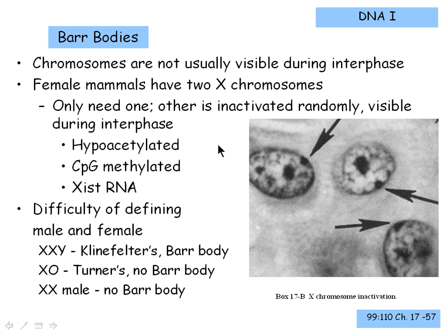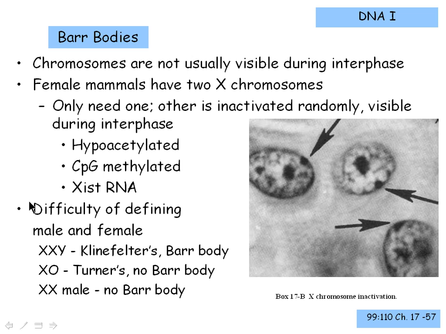The compaction can actually happen due to hypoacetylation, which is the downregulation or the lack of acetyl groups, or when CpGs are methylated. Another way it can occur is through XIST RNA, and this is a very complicated process, but for the sake of the class, just know that what this does is it kind of coats the DNA so that transcription factors cannot bind and it cannot be transcribed.